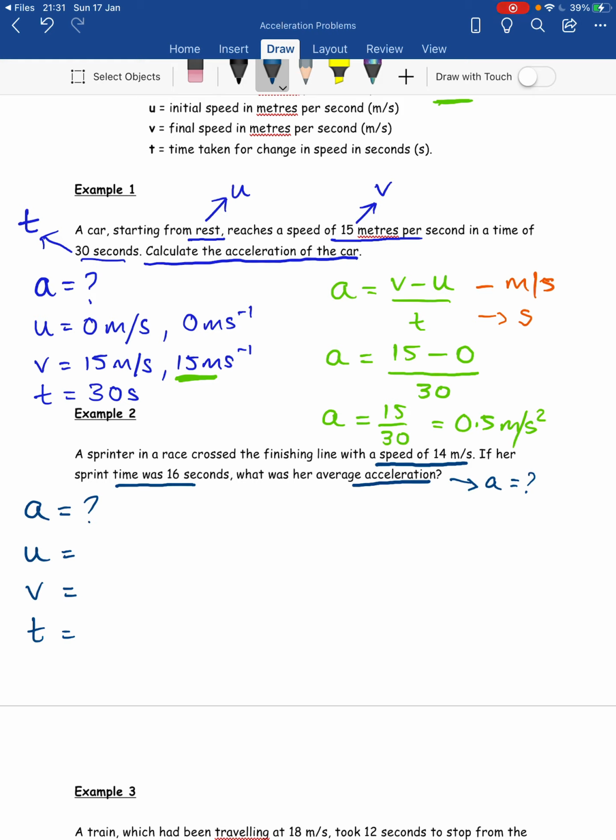It says she crosses the finishing line with a speed of 14 meters per second. So 14 is going to be our final speed, which was V. We're going to assume that if it's a sprint race, that all the sprinters will start from rest, which means that the initial speed U would be 0. And we've then got time is 16 seconds.